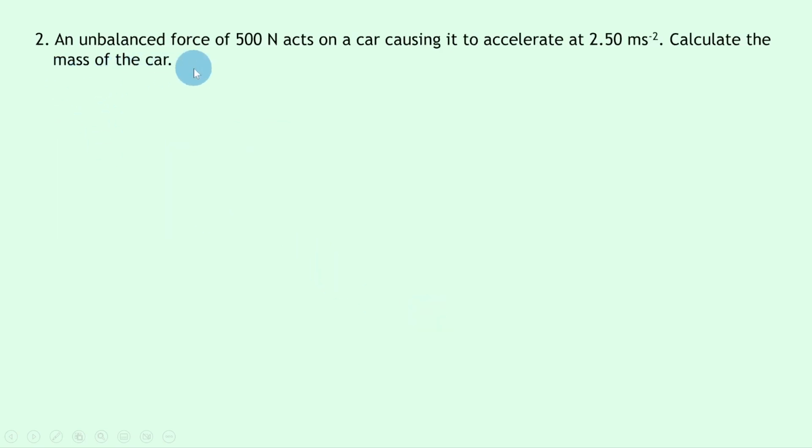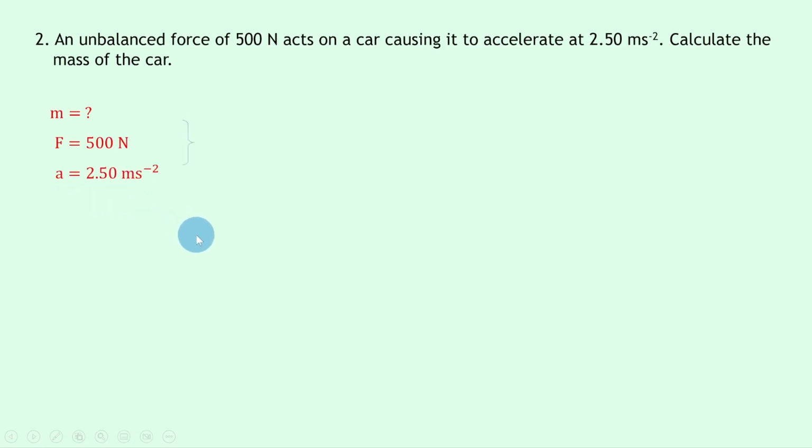Question 2 says an unbalanced force of 500 newtons acts on a car, causing it to accelerate at 2.5 meters per second squared. Calculate the mass of the car. Well, writing down what we know from the question this time, we're trying to find the mass m. We know the unbalanced force F is 500 newtons and the acceleration a is 2.5 meters per second squared.